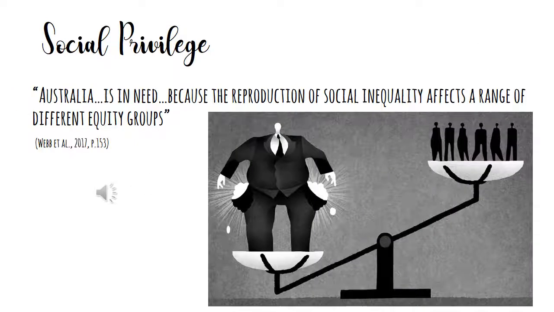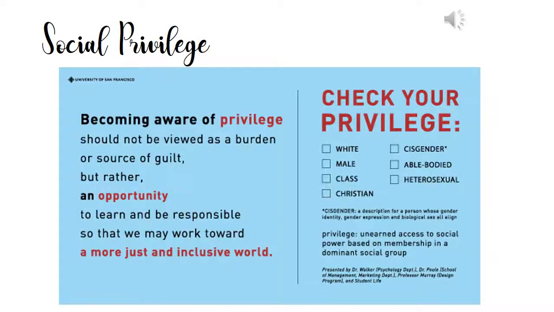It appears Australia is in need because the reproduction of social inequality, or rather the persistence of social privilege, affects a range of different equity groups. These inequalities are undermined by policy and practice and display a complete lack of commitment to combat the perpetuation through institutions and the education sector. For educators, this means that theory and practice are paramount in understanding social and cultural contexts.